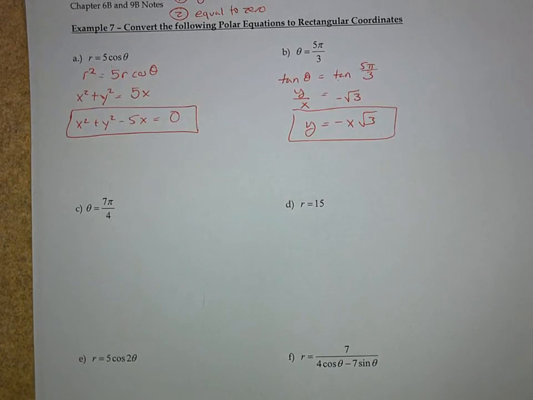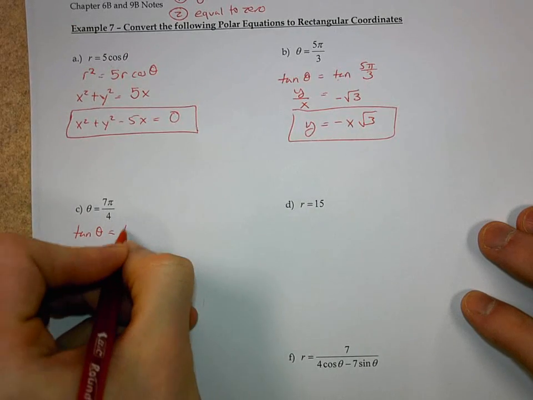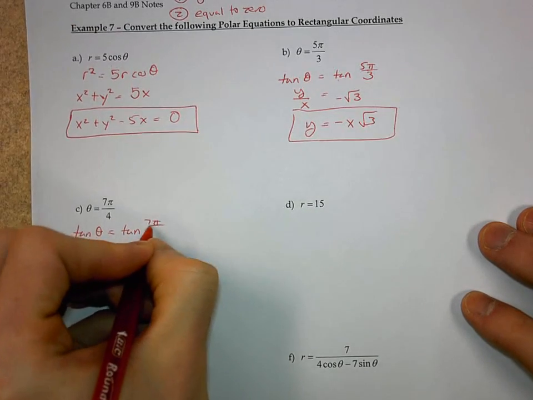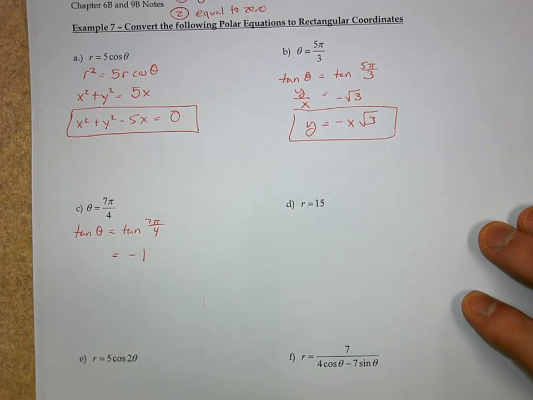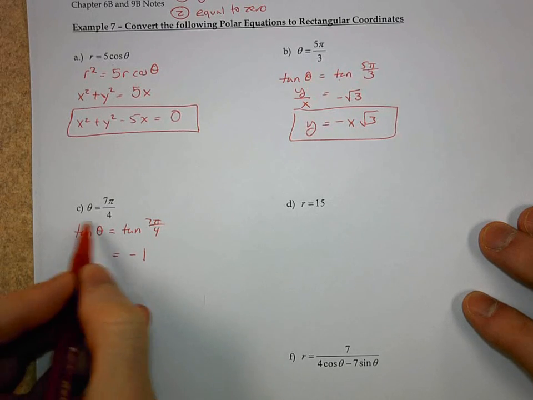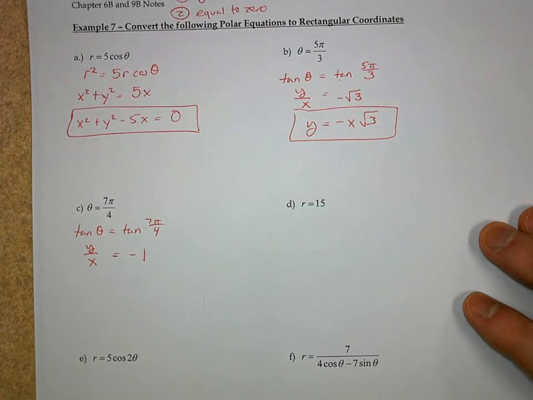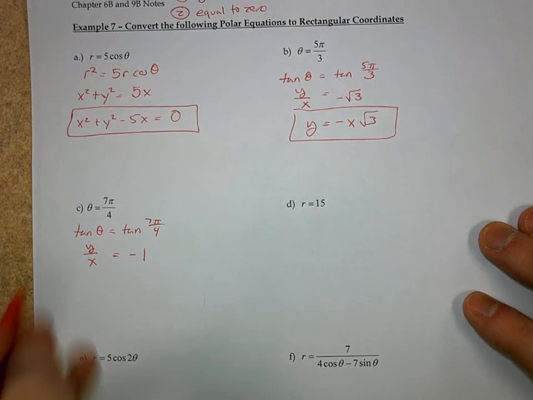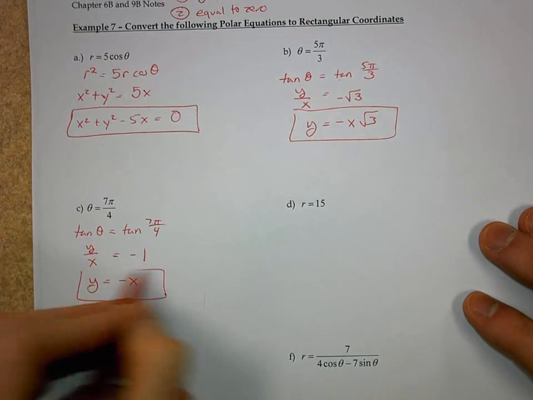Third example we have here is very similar. We can take the tangent to both sides. We know the tangent of 7 pi over 4 is equal to negative 1. We know the tangent of theta in terms of rectangular coordinates is y over x. So now I can solve for y by multiplying both sides by x.